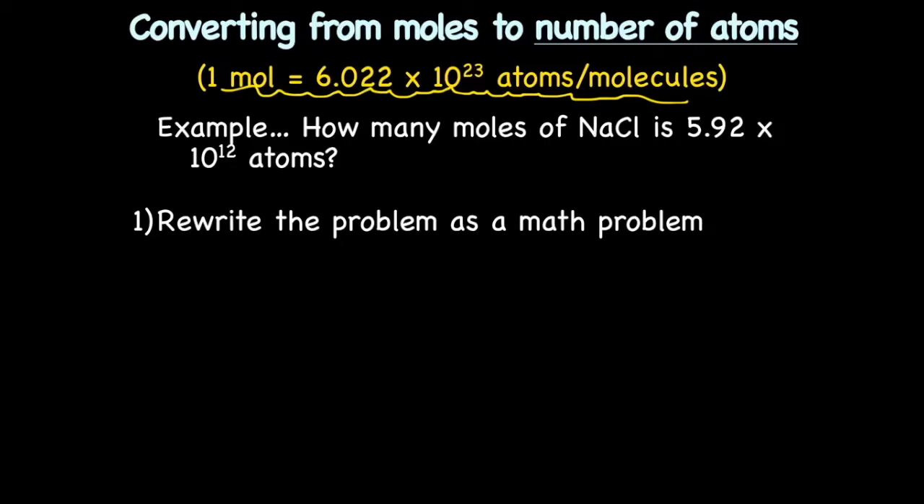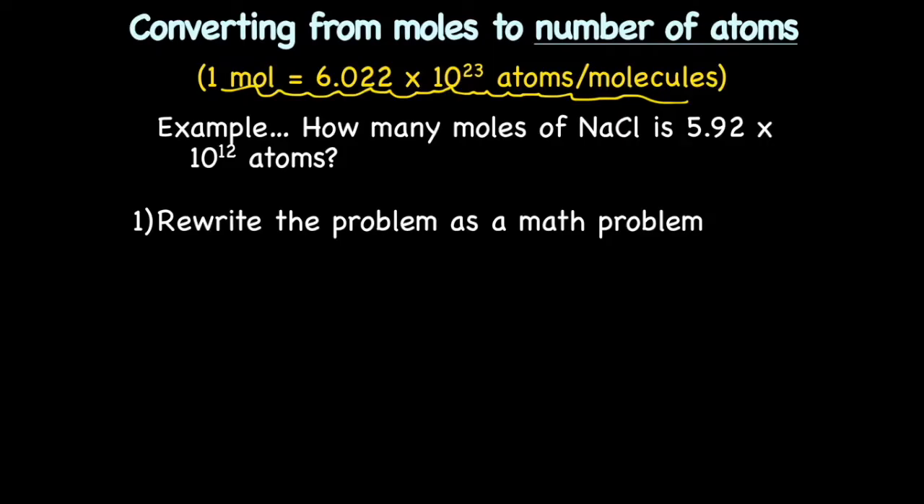All right, so let's do an example. We're going to look at how many moles of NaCl, or sodium chloride, are there in 5.92 times 10 to the 12th atoms. So the first step is we want to rewrite this as a math problem.